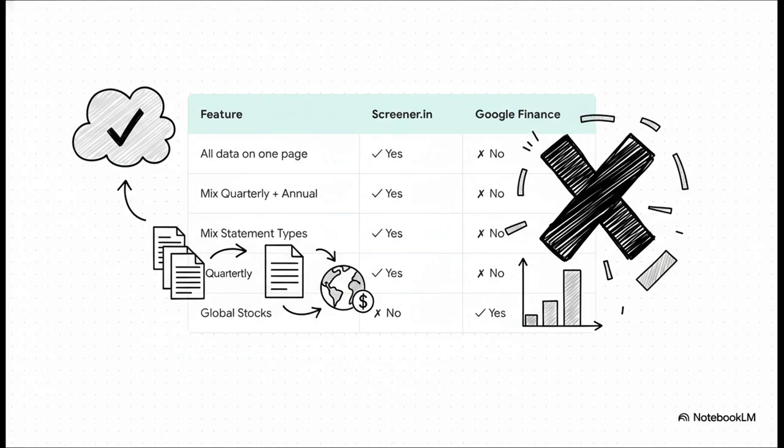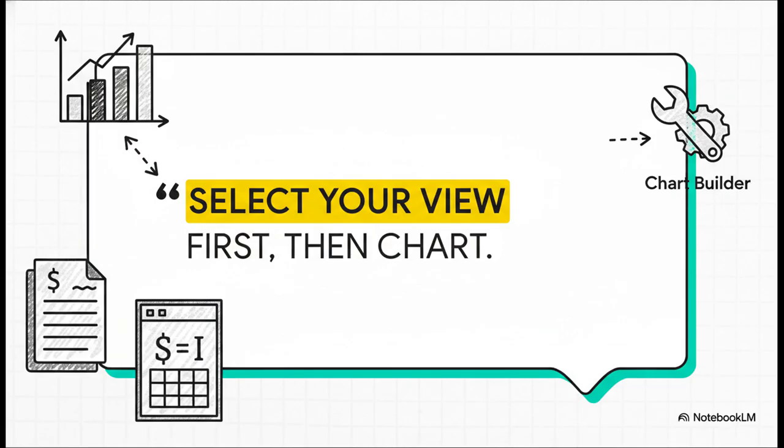It's built to show you only one specific view at a time, like just the quarterly income statement or just the annual balance sheet, but never both at once. And hey, this isn't a bug, it's just how the site is designed to work. So this brings us to the golden rule. You have to remember this. Always, always, always decide which data you want to see first, let's say the annual income statement, and then you open the chart builder. The tool simply charts whatever is visible on your screen at that moment.